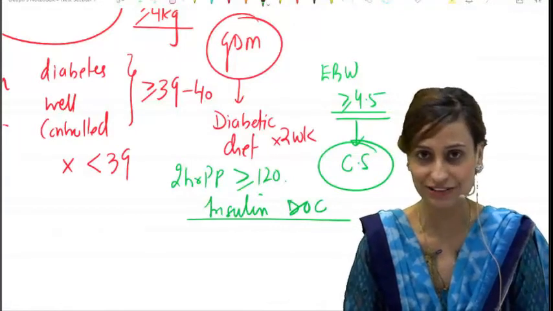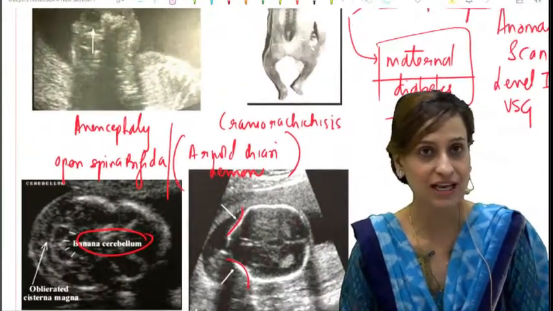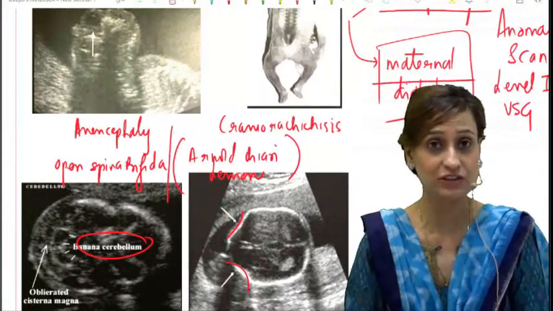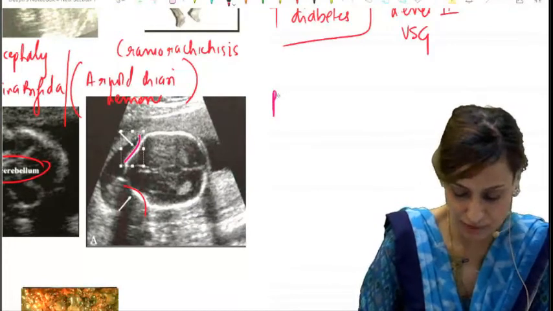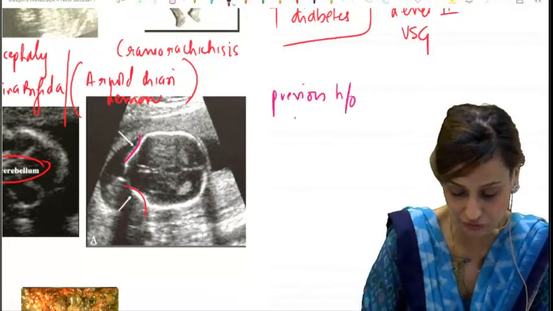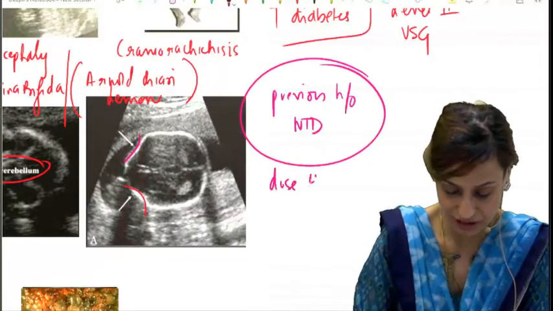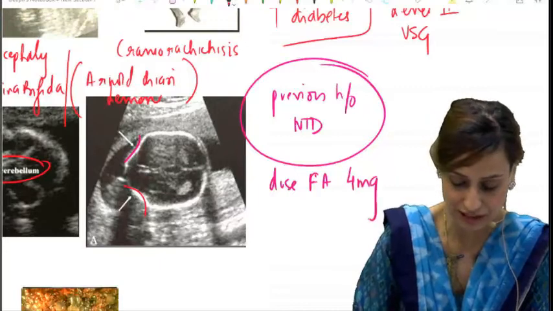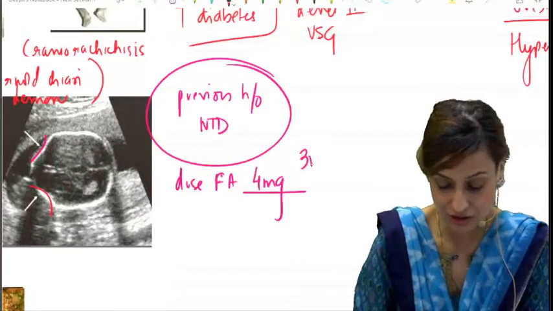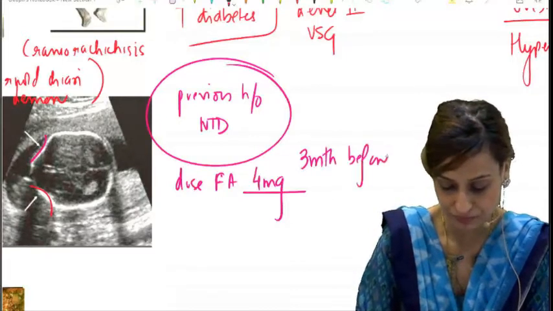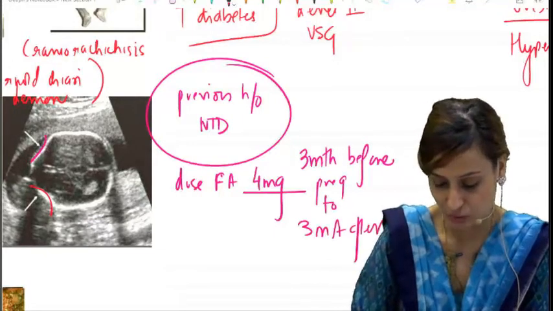One more thing that the AIIMS people are very fond of asking is, when the baby has gross congenital anomalies, especially neural tube defects, what should we do to the dose of folic acid? Please remember, if there is a previous history of neural tube defects, the dose of folic acid that the patient has to receive is 4 milligrams. The minimum requirement is that it should be started 3 months before pregnancy to 3 months after conception.